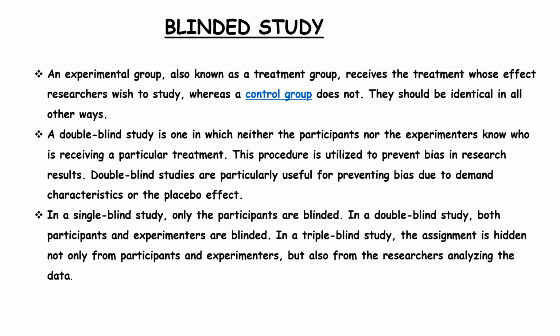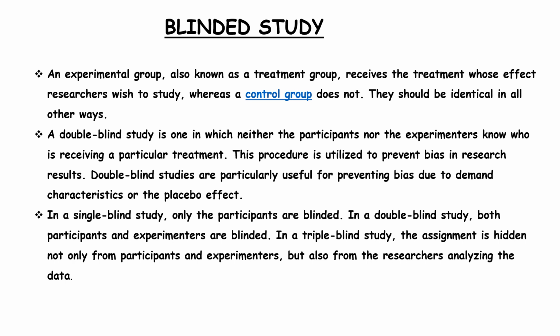That means it creates actual data and an actual result. This procedure is utilized to prevent bias in research results. Double-blind studies are particularly used for preventing bias due to demand characteristics or the placebo effect.